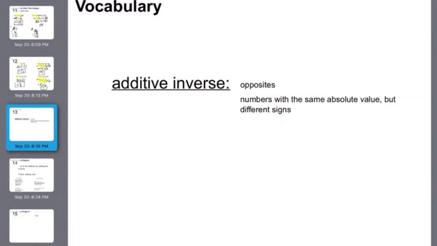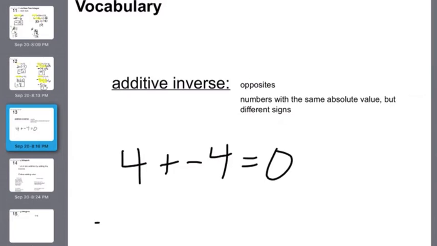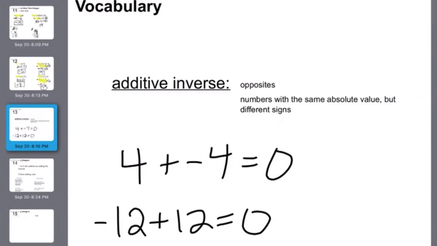So some vocabulary here for you is the additive inverse. Those are your opposites, or numbers with the same absolute value but different signs. So if you have 4, the additive inverse is negative 4, because when you add the inverse, you get 0. If we had negative 12, the additive inverse would be 12. Negative 12 plus 12 is 0. So your additive inverses are the opposites. So you add the opposite. Additive inverse, add the opposite.